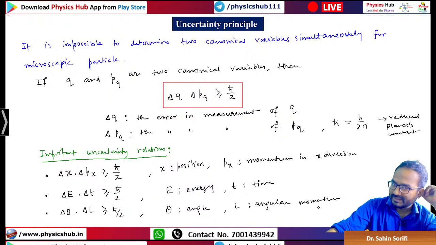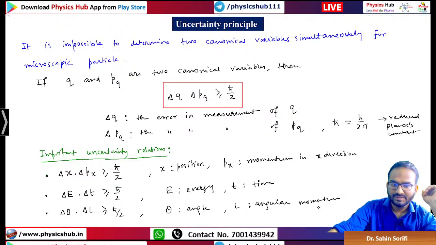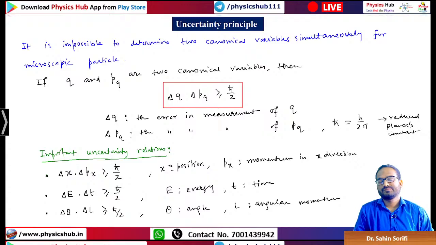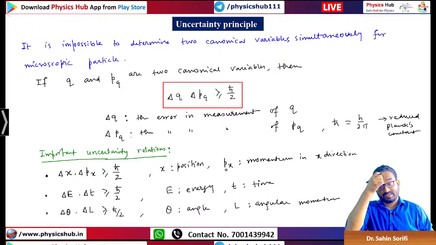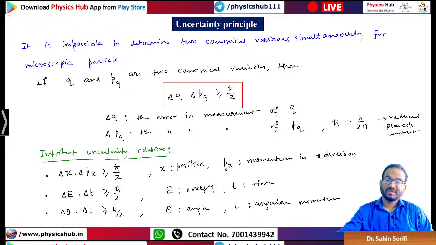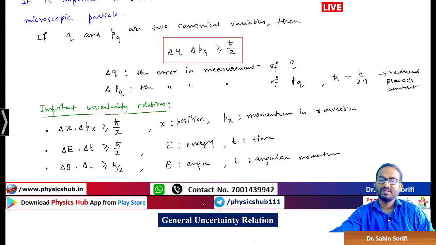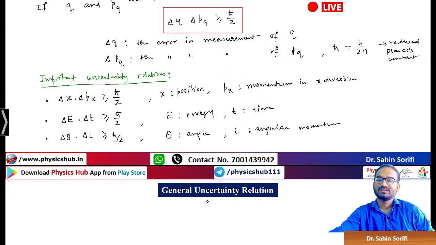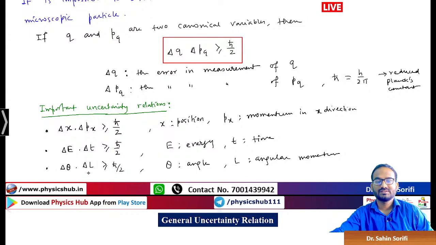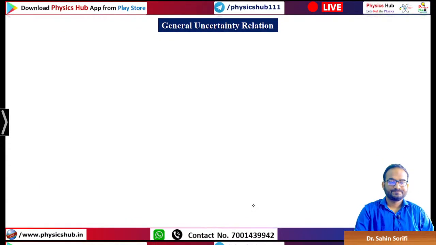Now from the quantum mechanical perspective, these things behave like operators. Position behaves like an operator, momentum px we also have to take as an operator, and the energy operator is there. So that is why there is a general uncertainty relation. These results are no different; they will come out from the general uncertainty relation as well. So let us talk about this general uncertainty relation.